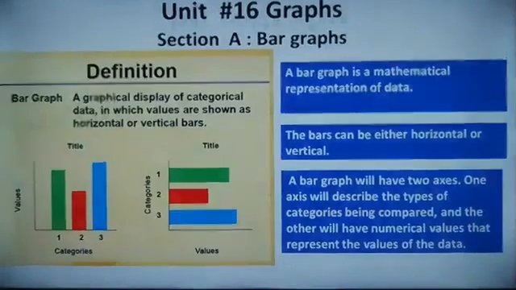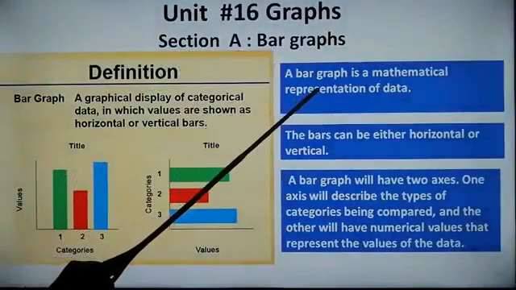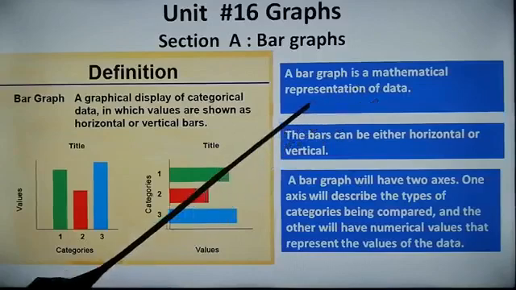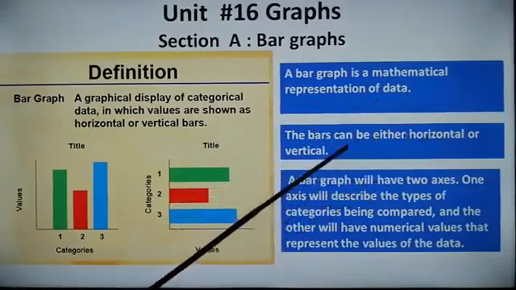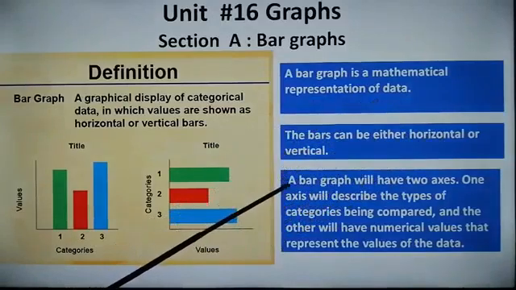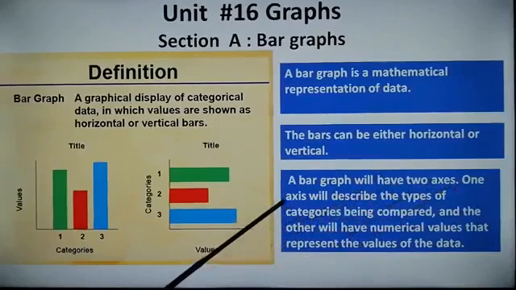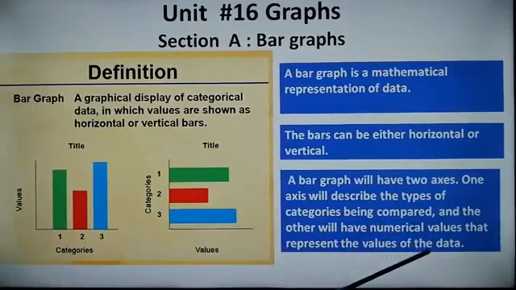Now we move to our Section A, bar graph. A bar graph is a mathematical representation of data. The bars can be either horizontal or vertical. And a bar graph will have 2 axes. One axis will describe the types of categories being compared and the other will have the numerical values that represent the values of the data.